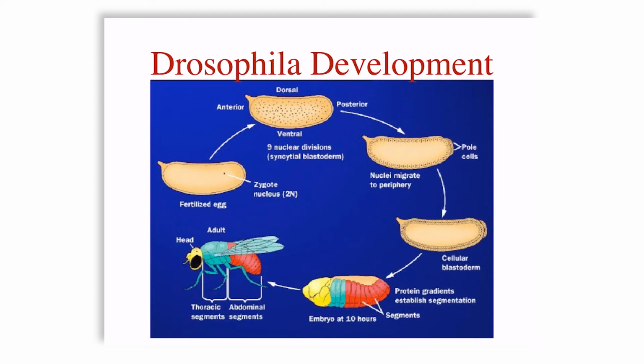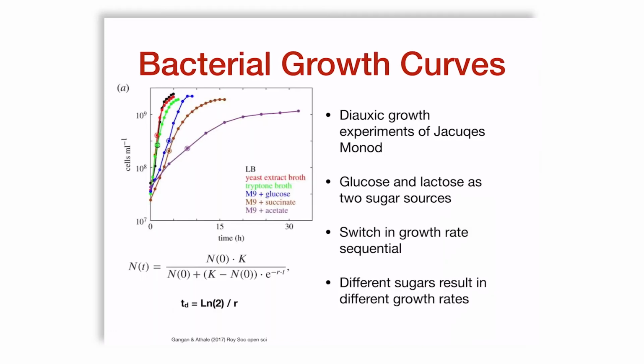It is from this that we know the process of fertilized egg, one staged embryo, to 9 nuclear divisions, to nuclear peripheral migration, to cellularization, and then the entire development at 10 hours is critical for the growth and development of a fruit fly.